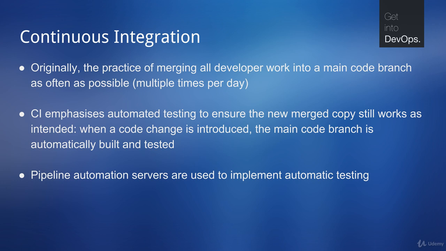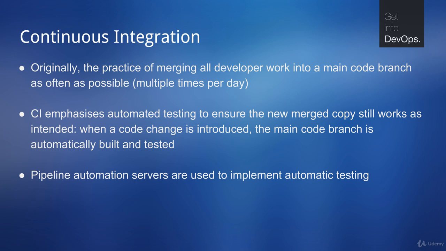Continuous integration, or CI, emphasizes automated testing to ensure that changes do not break the application. Automated testing is often done with build automation servers. Whenever a code change is introduced, a set of tests is run automatically to verify that the application works as intended. The intention of this practice is to provide fast feedback. If a change breaks the application, it should be known as soon as possible to avoid building anything on top of a broken code.